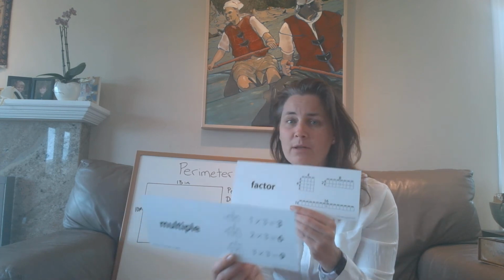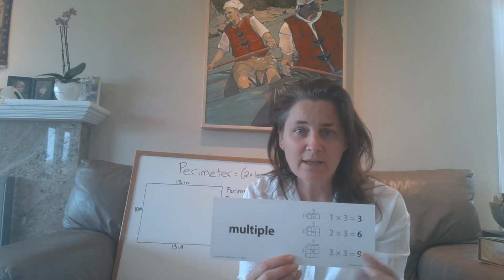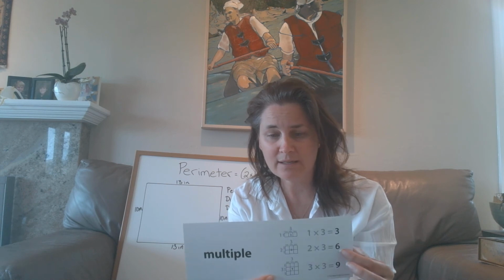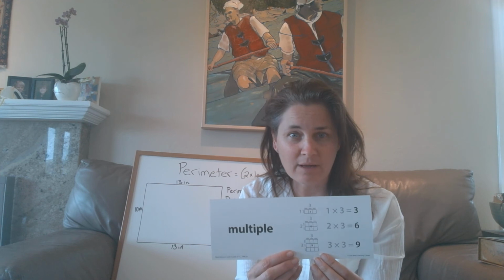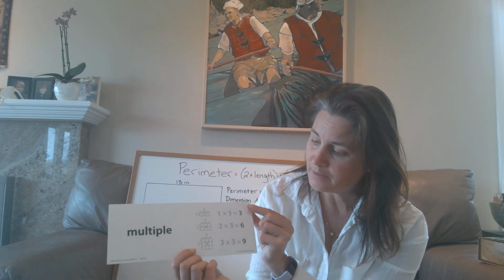Multiples. So the multiple is the answer. It's the number that's the product given when you multiply your number by another number. So multiples of 3 are 3, 6, 9, 12, 15, and on and on.